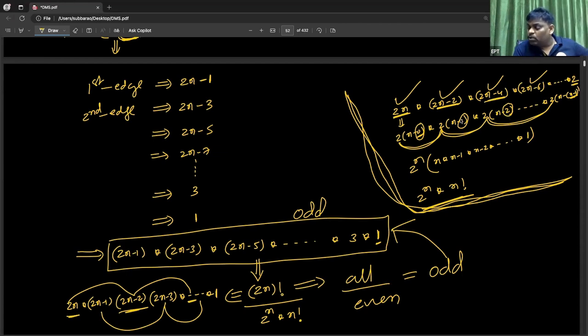But remember, total should be n people. So it is 0, 1, 2, 3, and so on. Last should be n minus 1. 0 to n minus 1 means n people. So lastly, n cancels, 2 into 1, which is 2.